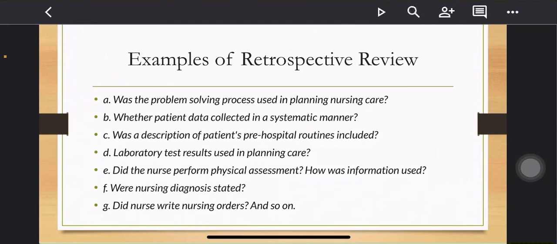Examples of retrospective review: was the problem solving process used in planning the nursing care, was the patient data collected in a systematic manner, was a description of the patient's pre-hospital routines included, were laboratory test results used in planning care, did the nurse perform physical assessment, how was the information used, were the nursing diagnoses stated, and did the nurse write the nursing orders, and so on.